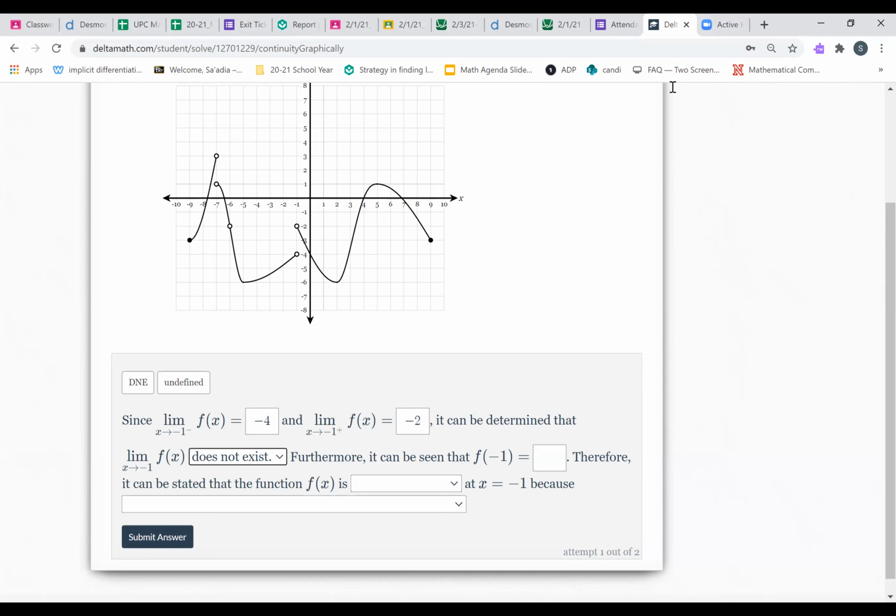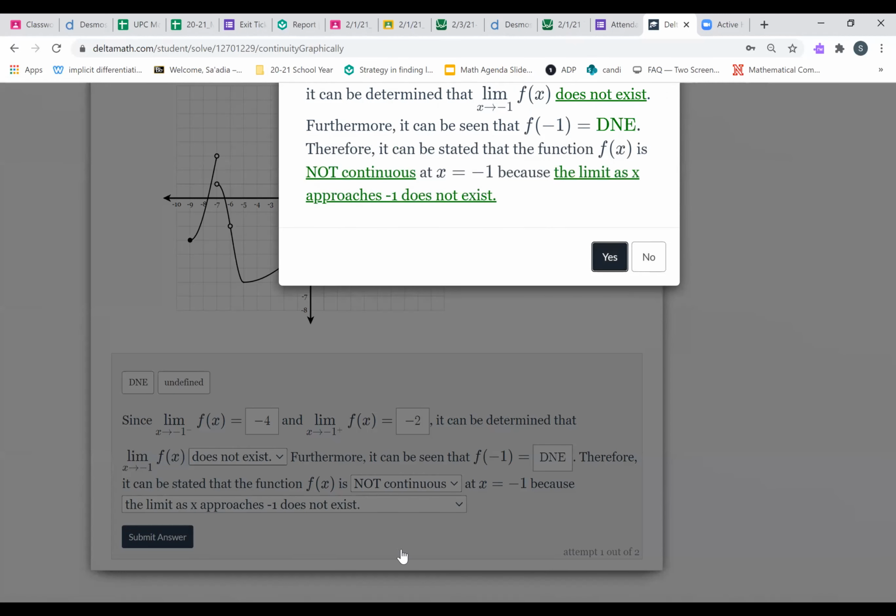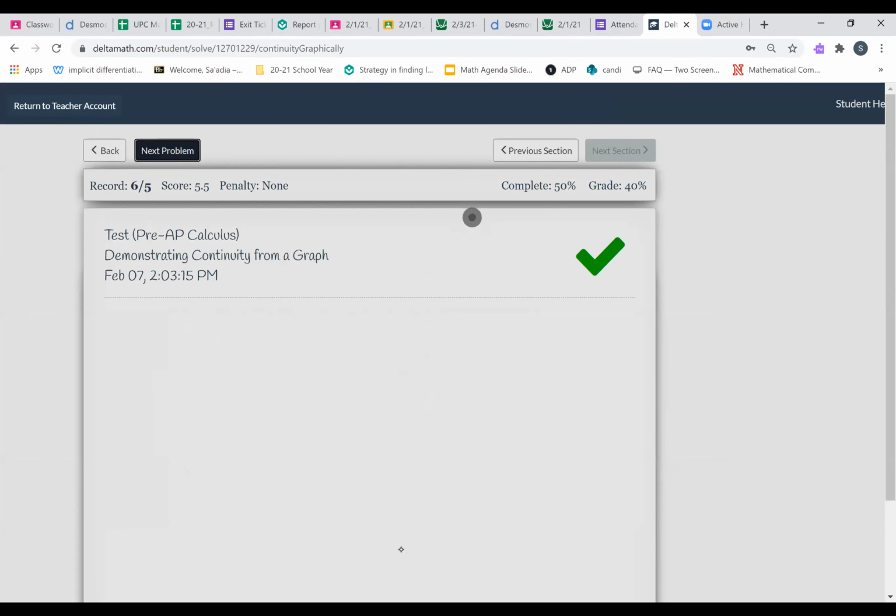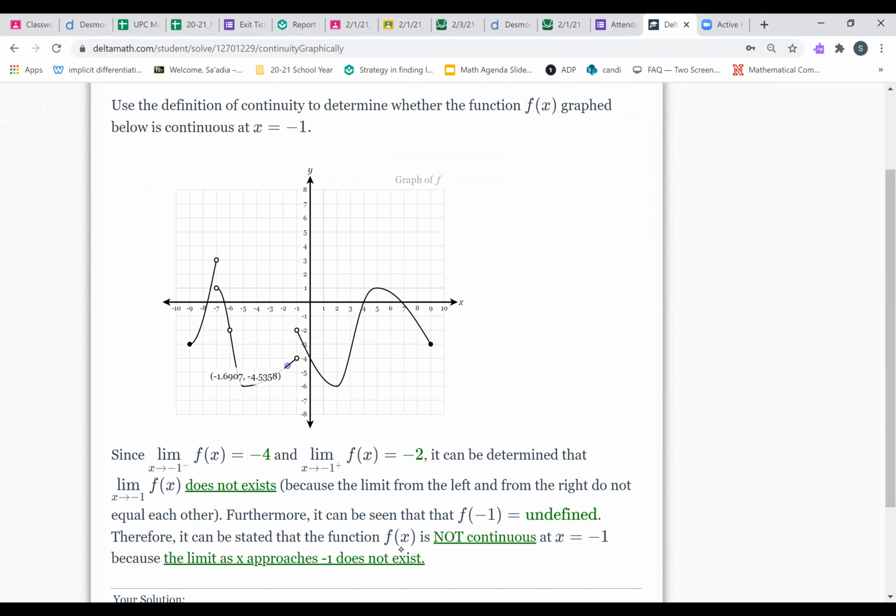Okay, the limit does not exist, so that just tells you off the jump it's a jump discontinuity. But to check the y value, you look for the closed circle. There is none. So you could either say f of -1 is undefined or it doesn't exist. But we're not continuous because the limit does not exist. You see how they trace it limit-wise from the left and the right? And they do not meet up, the purple and the green.